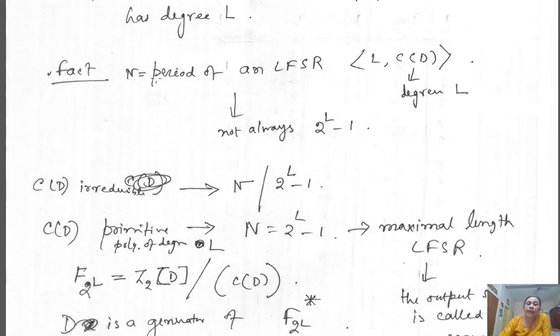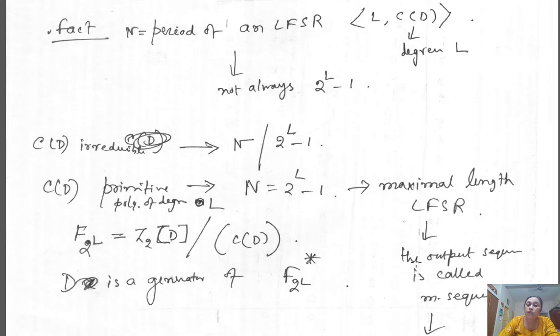And when will it be exactly 2 to the power L minus 1? When this CD is an irreducible polynomial that is also a primitive polynomial of degree L, then the period of the LFSR will be exactly 2 to the power L minus 1. So we get a maximal length LFSR. When the period of your LFSR is the maximum, 2 to the power L minus 1, we say it is a maximal length LFSR.